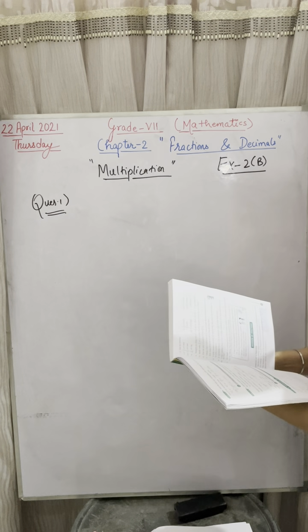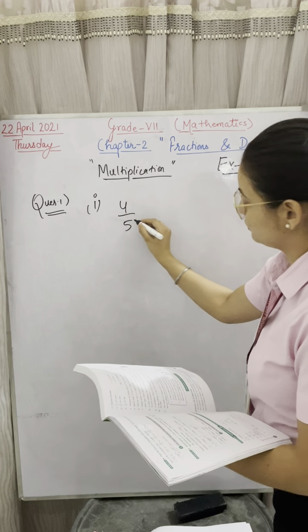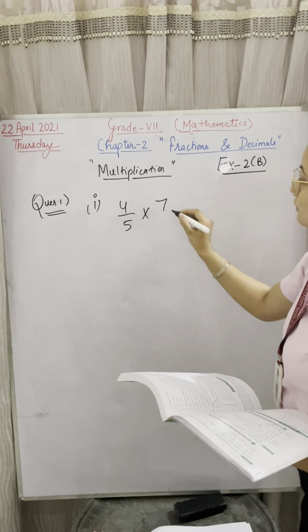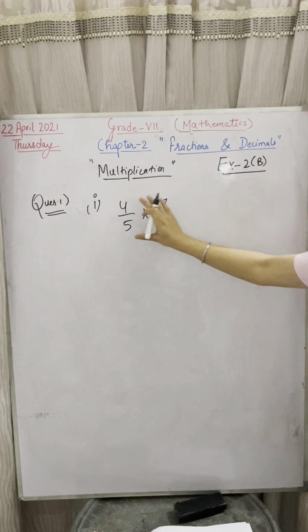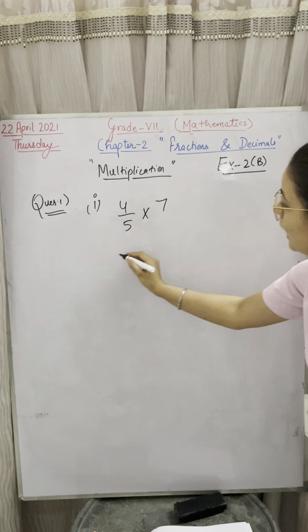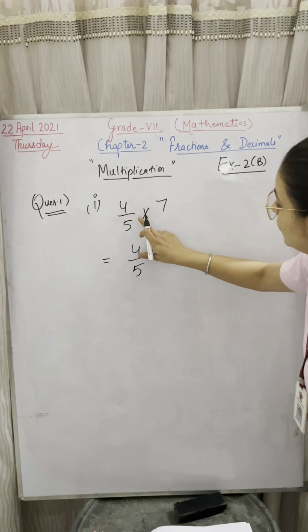First part is 4 upon 5 multiplied by 7. Okay, so here we don't have to take any LCM. How can we do multiplication? 4 by 5 you have to multiply.